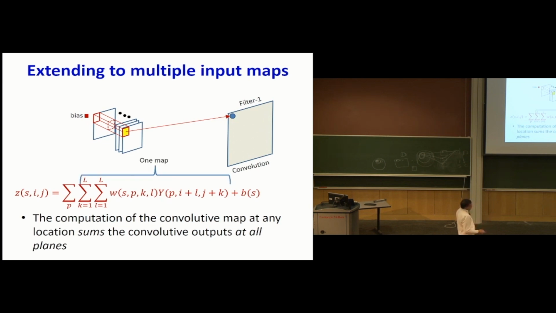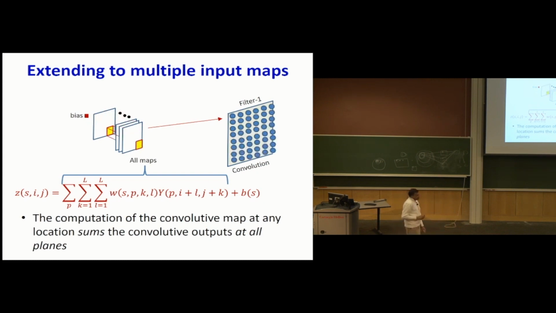And so this is from one map, that's just this one guy, and this whole summation is considering all of them, right? And now I'm going to keep scanning forward, and I fill up the entire map. This is my convolution operation, this business of taking component-wise products and summing them up at each location and scanning the input using this operation to produce a map is what I'll call a convolution. And so the computation of the convolutional map at any location is going to sum convolutional outputs at all planes, just to be clear, right?